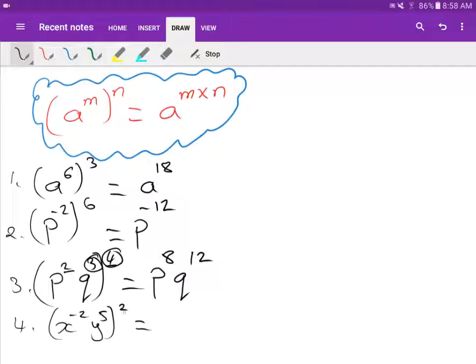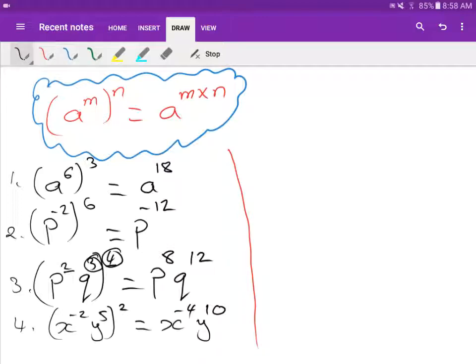That's right. So 2 times minus 2. 2 times minus 2 is negative 4. But again, if you forgot your directed numbers with multiplication, you can just use a calculator as long as you get the right process. So x to the negative 4. And then 5 times 2 is 10. So y to the power of 10. See? Simple.